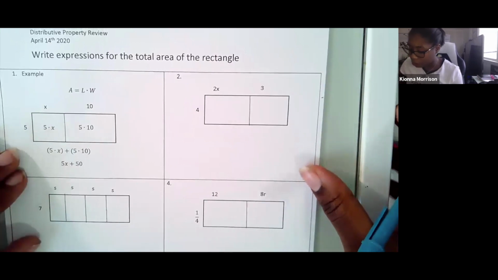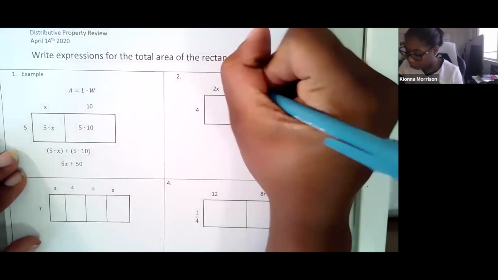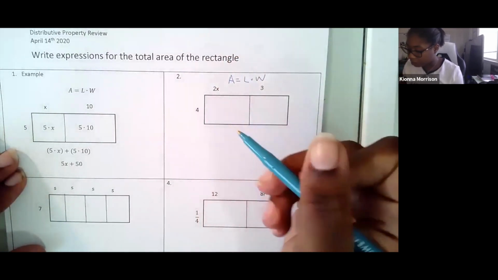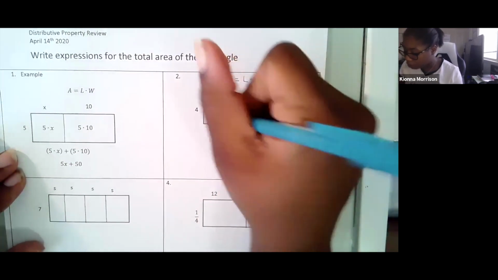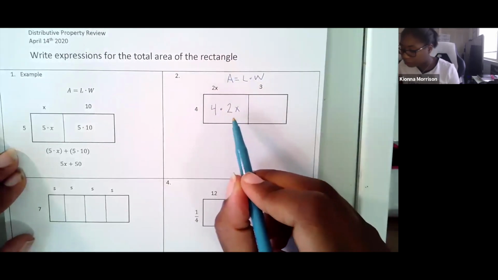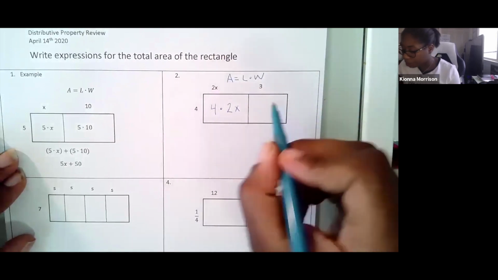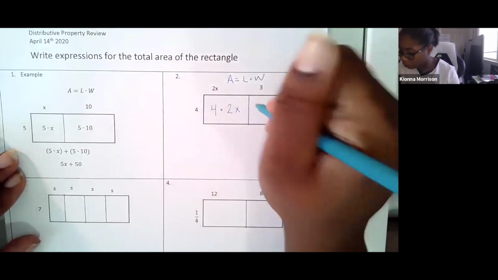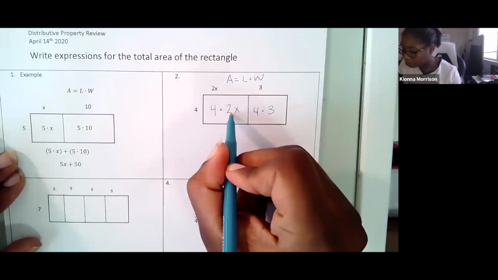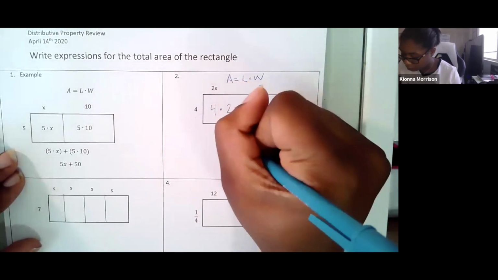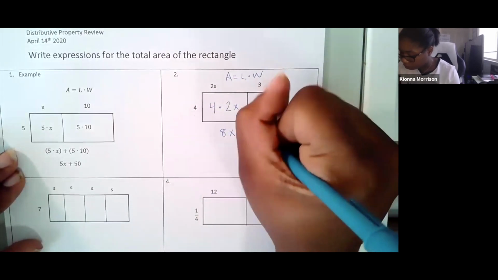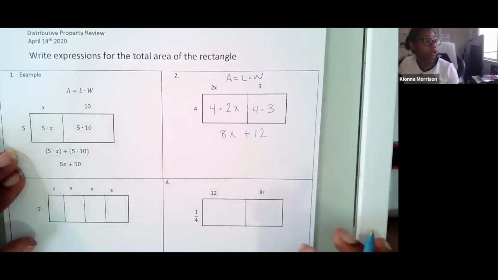So now we can look at question 2. I know my area formula is length times width. If I look inside my first rectangle, I'll have my length times width, so 4 times 2x. You can write it in your box if you want, or you can write it right underneath. Now over here, I have my length times my width, 4 times 3. So now I'll have 4 times 2x, which is 8x, plus 4 times 3, which is 12. There we go.